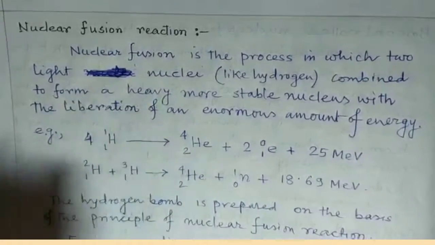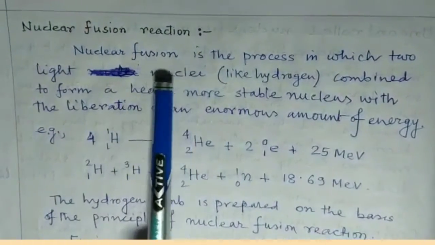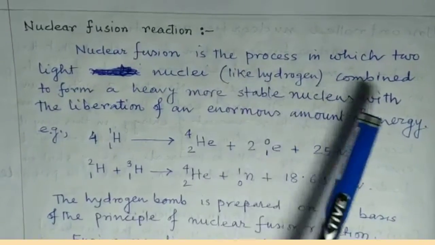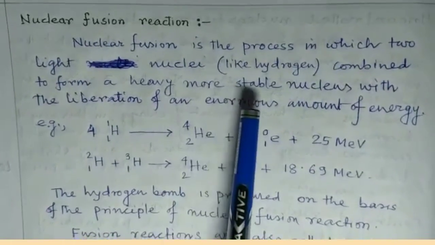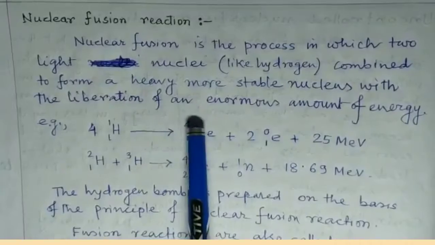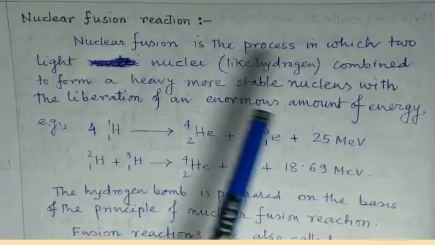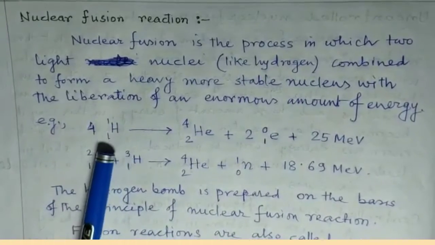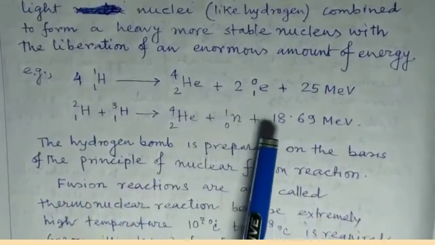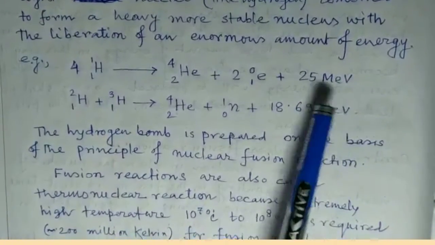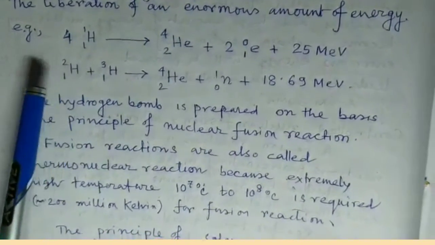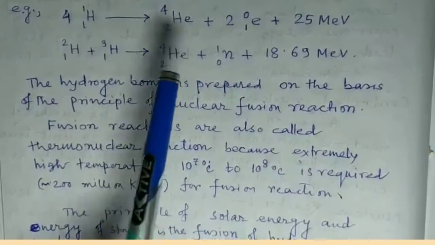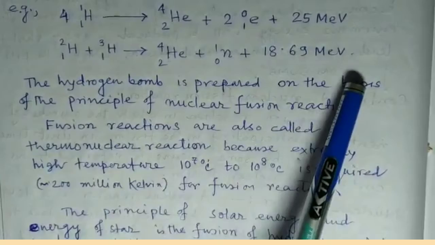Nuclear fusion reaction. What is nuclear fusion reaction? Nuclear fusion is the process in which 2 light nuclei like hydrogen combine to form a heavy, more stable nucleus with the liberation of an enormous amount of energy. As for example, for 1H1, that is normal hydrogen, which produce helium plus 2 positron plus 25 MeV, and the second reaction is 2H1, that is deuterium, and tritium 3H1, which produce helium plus 1 neutron plus 18.69 MeV.